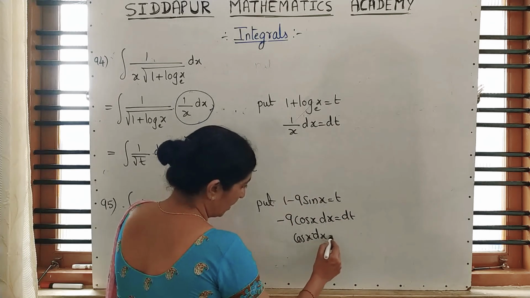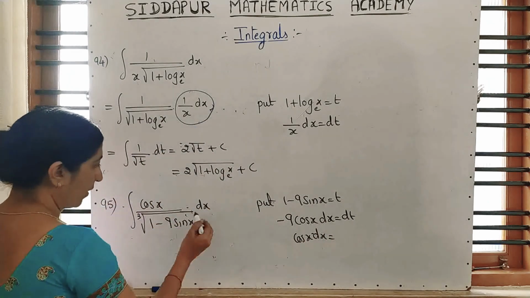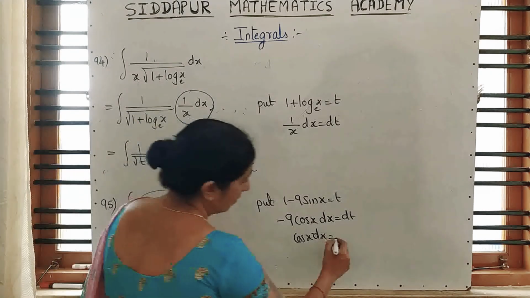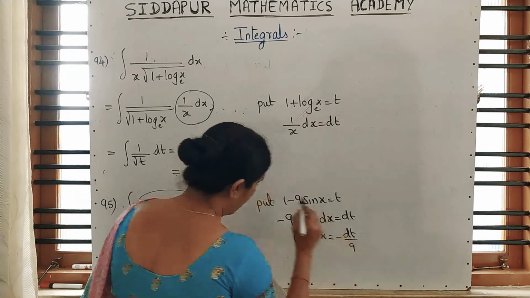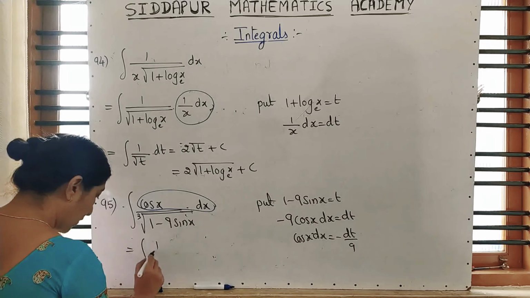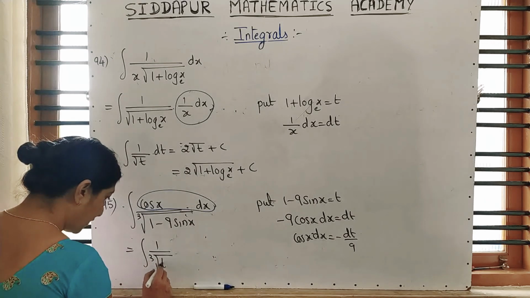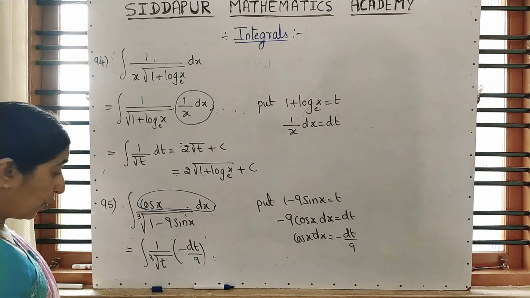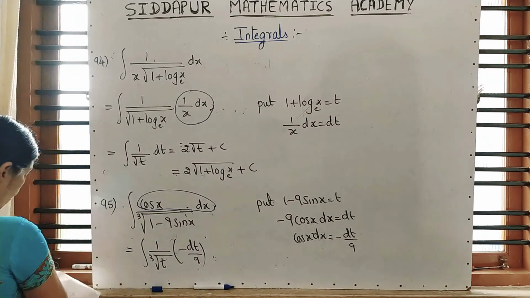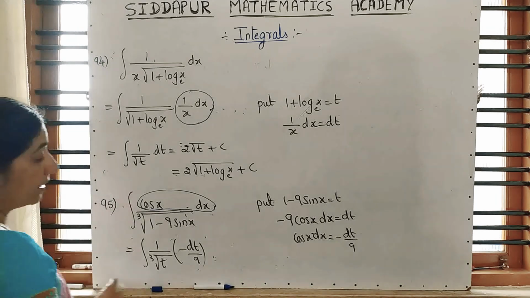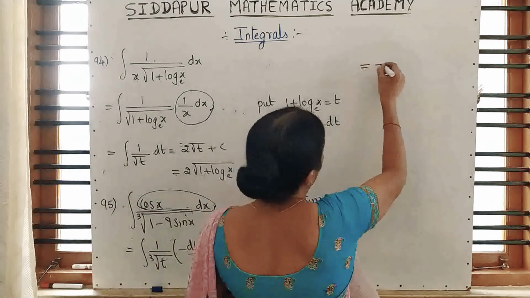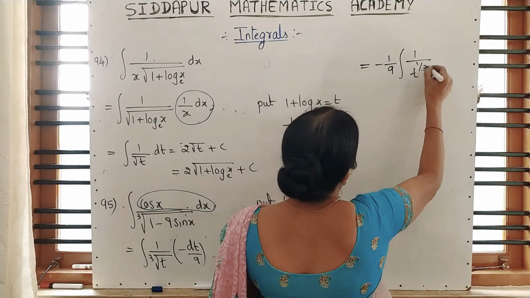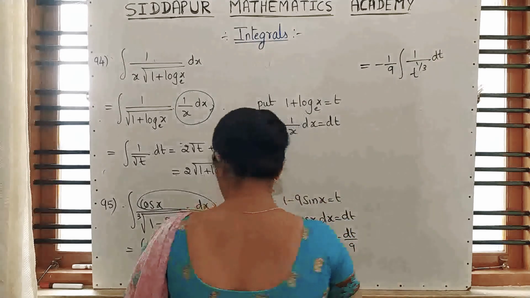Cos x into dx I kept as it is because that we required. Here this is cos x into dx, that is minus dt by 9. 1 upon cube root of t, minus dt by 9. Cube root of t will be written as what? Cube root of t is t raised to 1 by 3. Minus 1 by 9 constant, 1 upon t raised to 1 by 3 into dt.